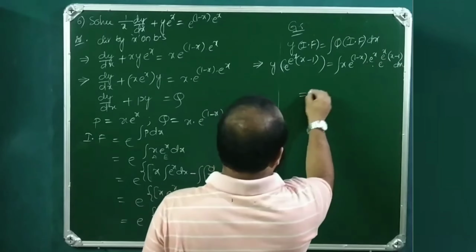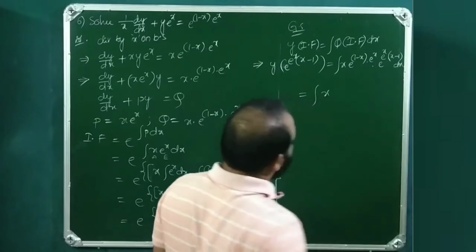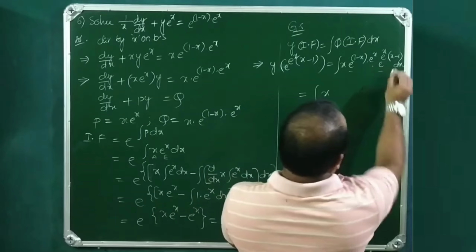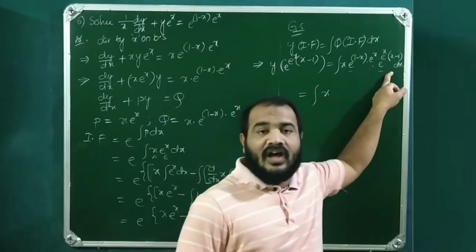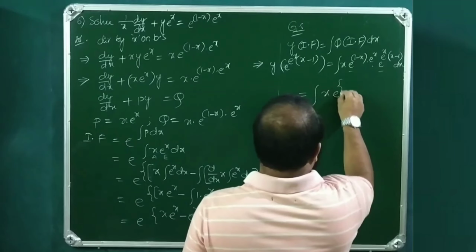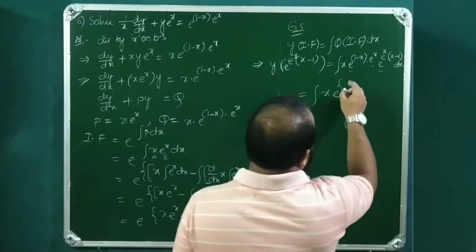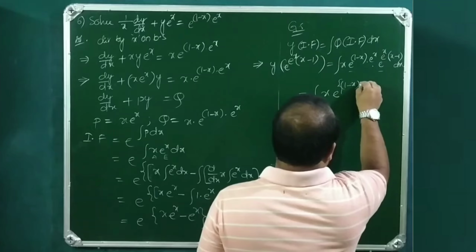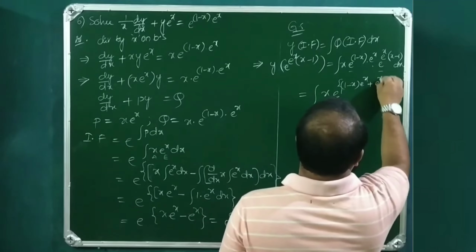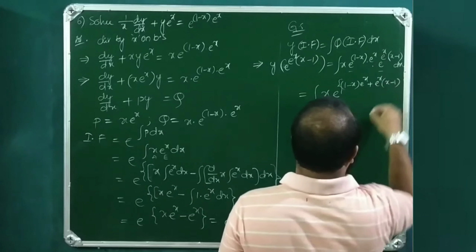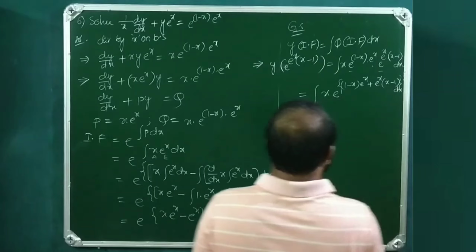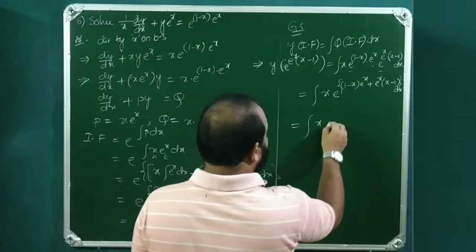So the bases are equal, so the exponents are to be added. This is equal to the integral of 1 minus x into e power x plus e power x into x minus 1, dx.